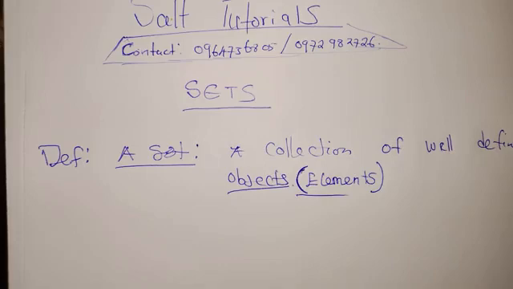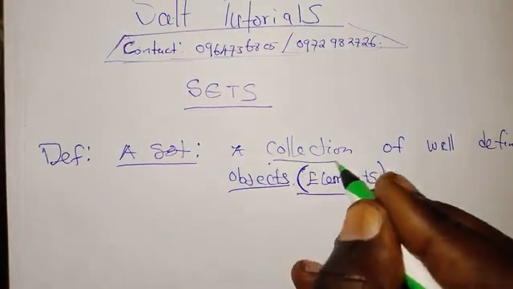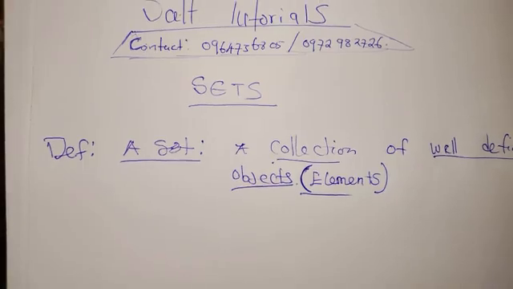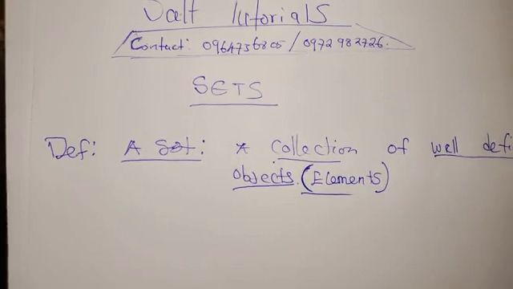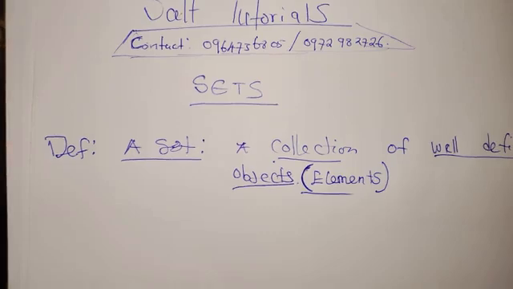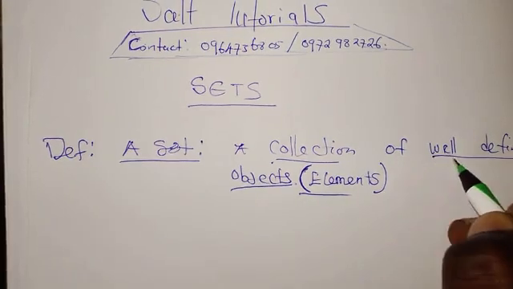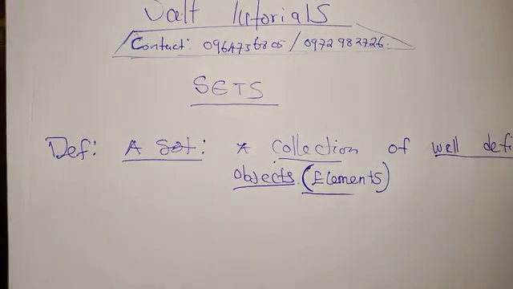So for me to qualify something to be called a set, I need to collect something which is well defined. For example, I can collect numbers, I can collect letters, I can collect a number of things specifically as long as they are well defined. So the issue here is defining what you're collecting.